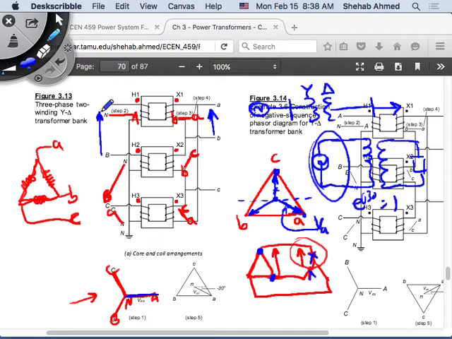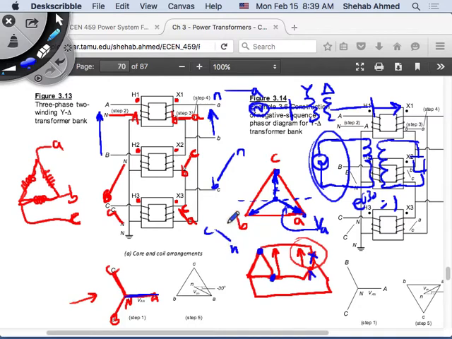Why are they not in phase? Because I connected it in a different way. If I had connected this in a star configuration, then the voltages would be in phase, and here I would have N. This one would look like N small a. This will look like N small b. This will look like N small c.